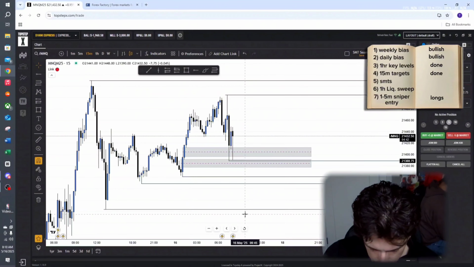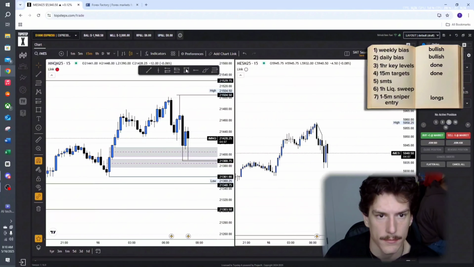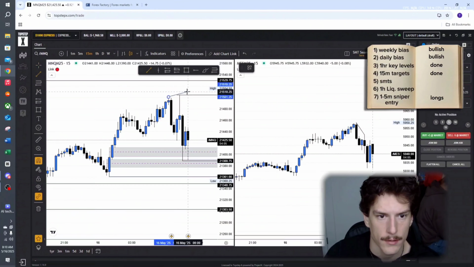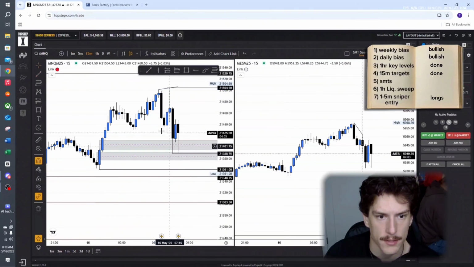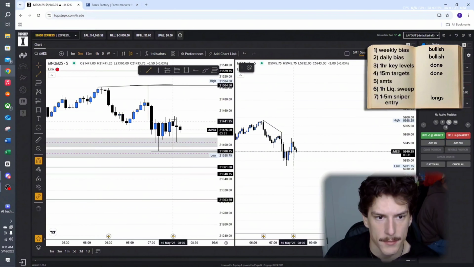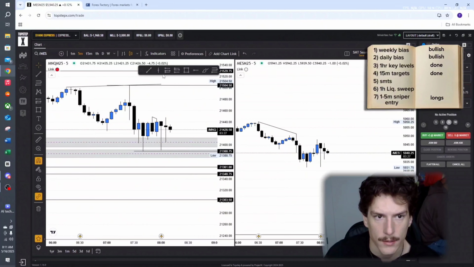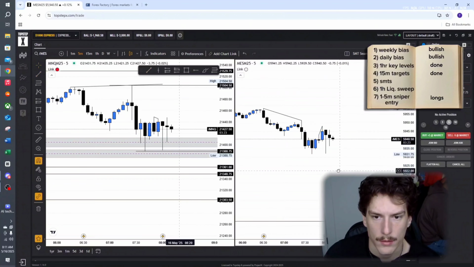Next thing, let's look for an SMT. We got a bearish SMT, which is good, right? We want the play to the downside. So we definitely want this SMT to continue to play out, which I believe it is right now. We have another bearish SMT on the 5-minute, right? These 2 highs are here. That's what we're looking at.